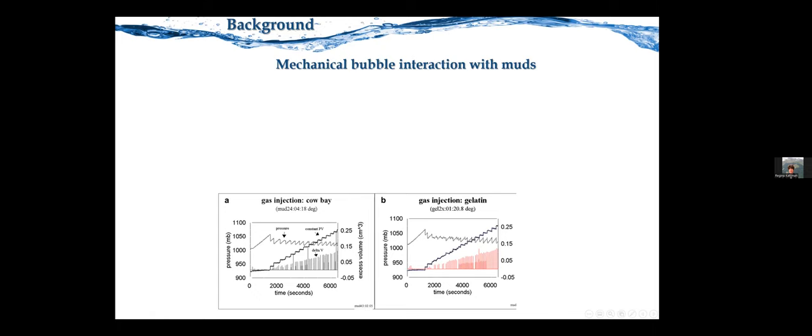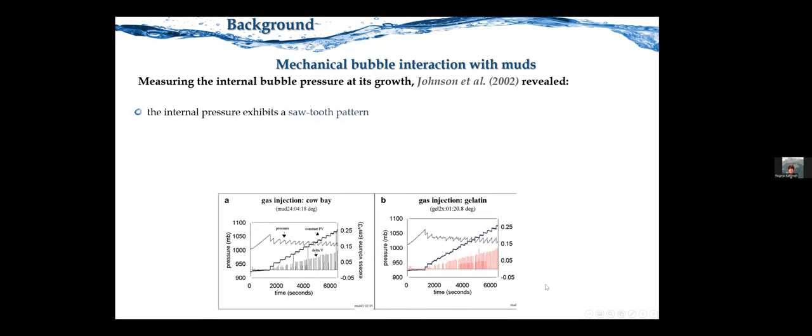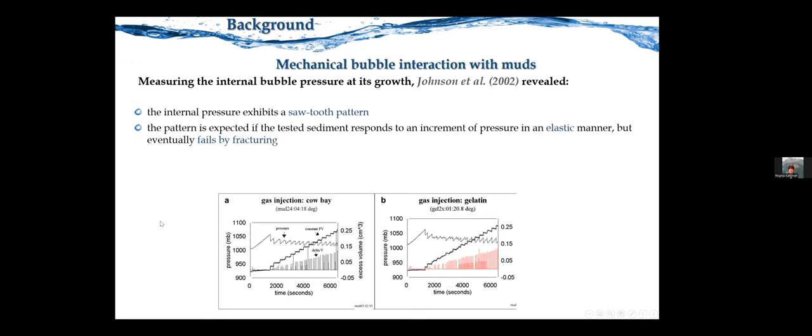additional experiments were performed, measuring internal bubble pressure as bubbles grew. Very similar experiments. Here you can see these two pictures where you see the development of the bubble pressure. The left picture shows experiments in muds, and the right picture shows experiments in transparent gelatin. What you can see in these pictures is that this pressure pattern exhibits a sawtooth pattern. This pattern is actually expected if the tested sediment responds to an increment of pressure in an elastic manner. So you can see when gas is injected, the pressure increases.